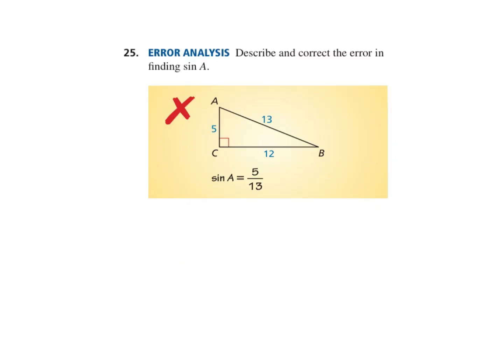All right, last one here. Describe and correct the error from finding the sine of a. So let's do sine of a. Sine of a is equal to the opposite leg over the hypotenuse. So that'd be 12 over 13. Now what did they do wrong? They did the adjacent, which would be the cosine. Okay, so that's what they did wrong.